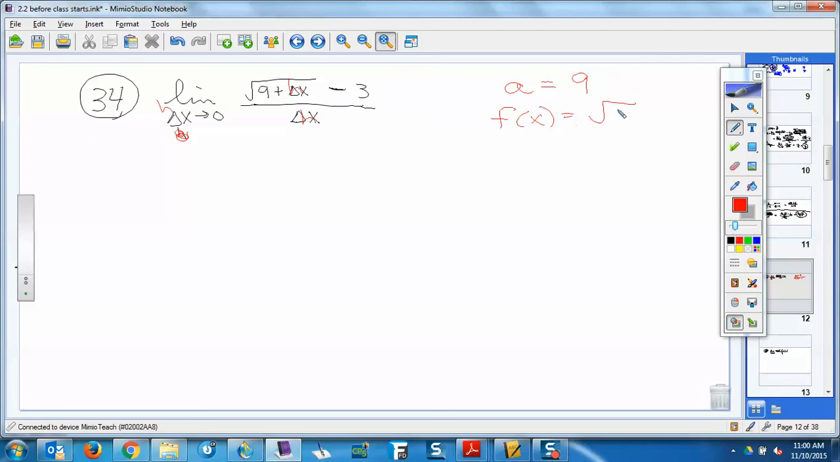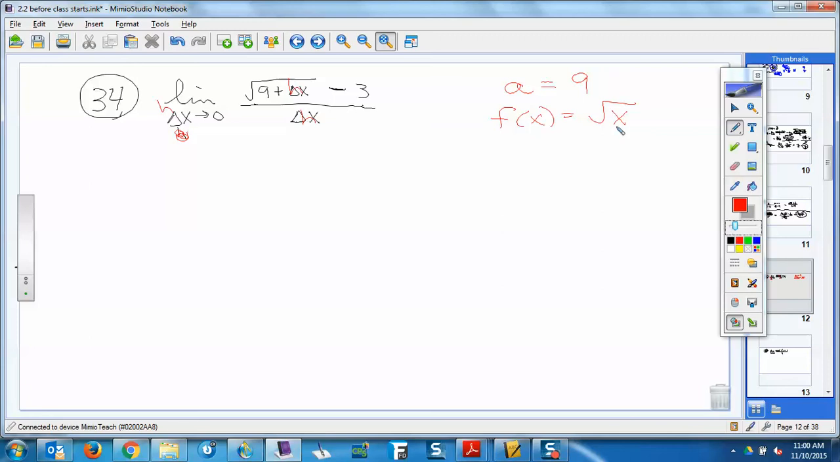My function must have been square root of x, because the 9 plus h goes in where the x had been. So my function must have been square root of x, so that when I did f of 9 plus h, I plugged the 9 plus h in there, and that gives me square root of 9 plus h. So you see what I mean? That's what you focus in on when you're looking at this backwards.